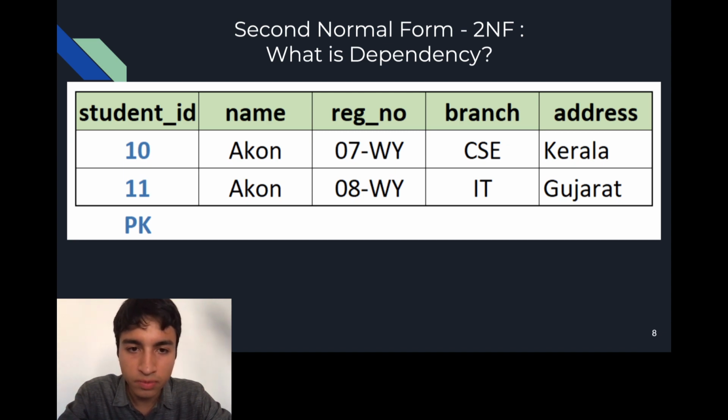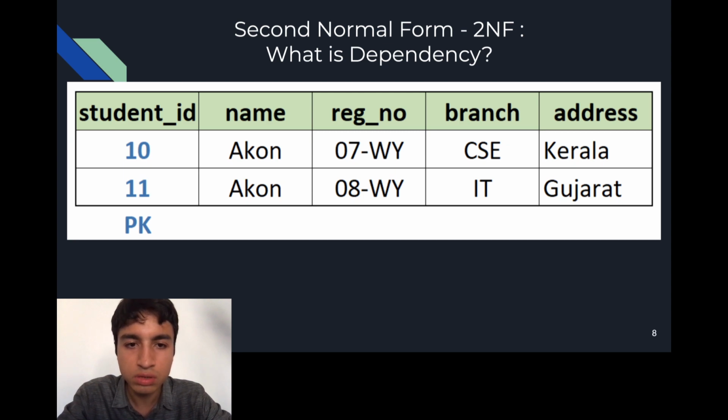I can ask for the branch name of the student with student ID 10 and I can get it. Similarly, if I ask for the name of the student with student ID 10 or 11, I will get it. So all I need is a student ID and every other column depends on it or can be fetched using it. This is dependency and we also call it functional dependency. Now that we know what a dependency is, we are in a better state to understand what partial dependency is.